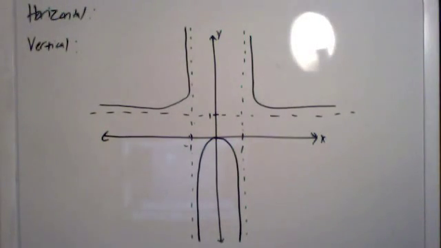We're going to talk for a minute about asymptotes, and in this section we're going to talk about two different kinds of asymptotes, horizontal asymptotes and vertical asymptotes.